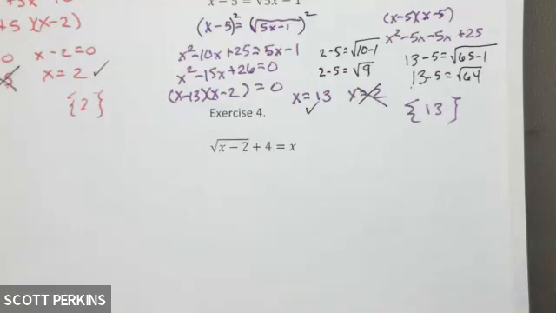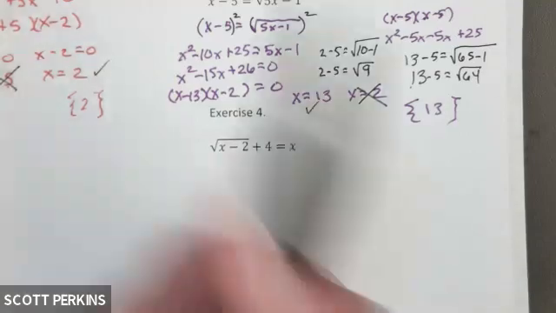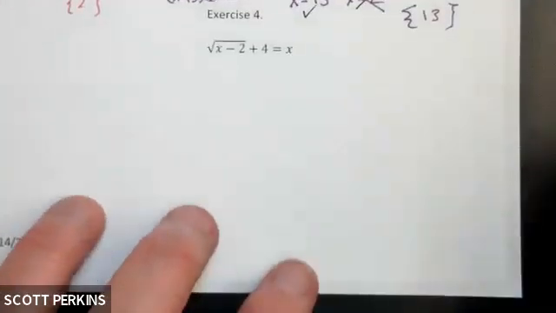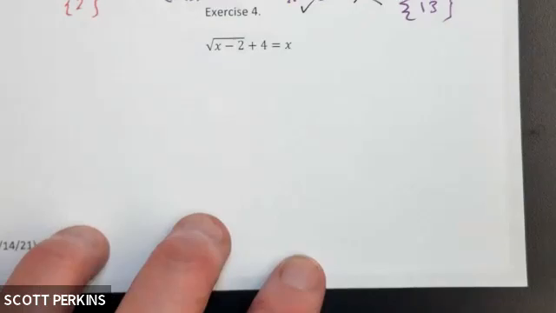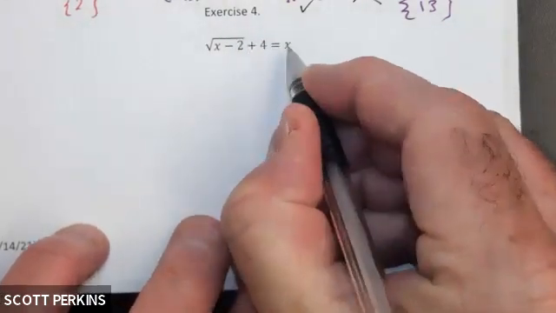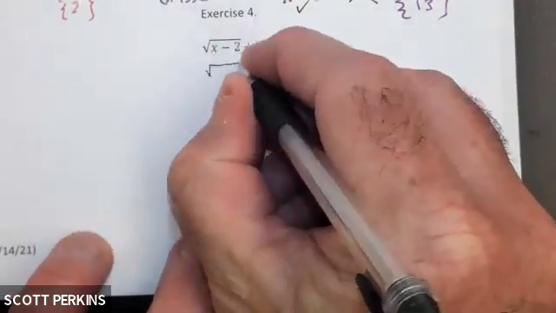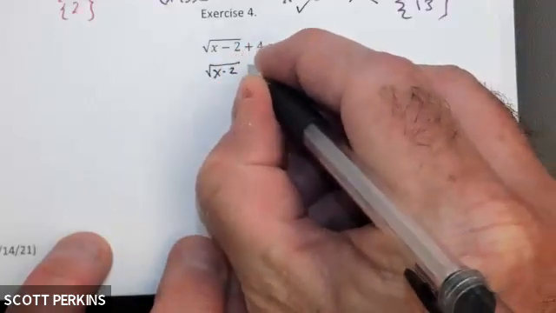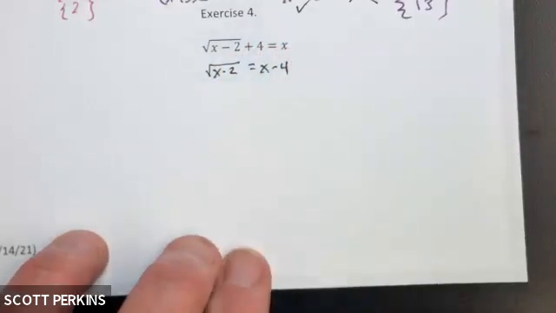All right, so I'm going to get started on this problem. Once again, ask whatever questions you need to ask. So first thing, I've got to make sure that that radical is isolated. So I'm going to subtract the 4 from both sides. I get the square root of x minus 2 on the left is equal to x minus 4 on the right.